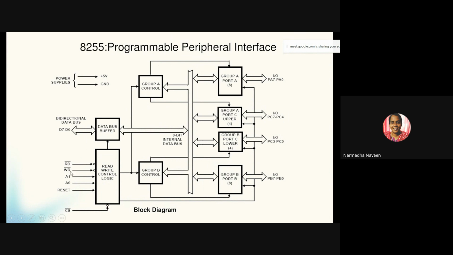And WR is active low. So when WR bar is 0, it performs a write operation into the 8255. A0 and A1 help with mode selection, whether it wants to function in mode 0, mode 1, or mode 2. Reset is used once all the operations are completed, to reset the chip, and chip select is to activate and enable the circuit.